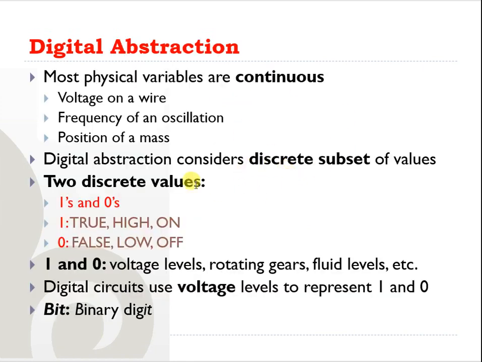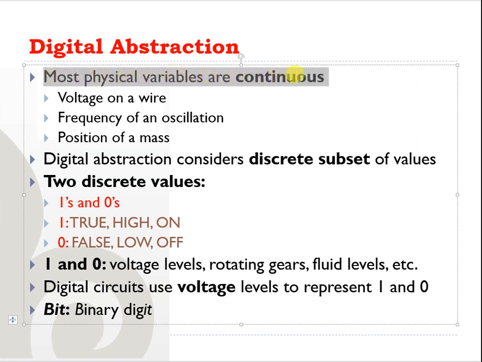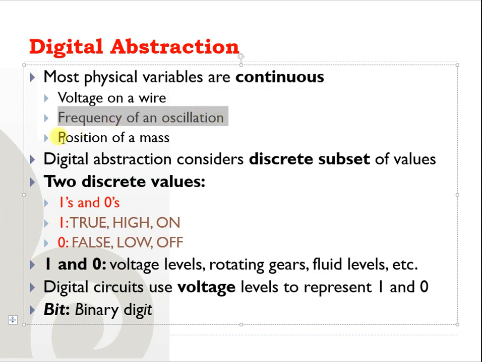Alright, so now let's have a look into the form of the information which is provided and how our systems will deal with that. So we will talk about the digital abstraction in it. In general, most of the physical variables are in the form of a continuous signal. Examples of continuous signals are the voltage on a wire, which could be between 0 and 1000 volts, let's say, the frequency of an oscillation, or the position of a mass. So all these values are indeed normally in the continuous form.